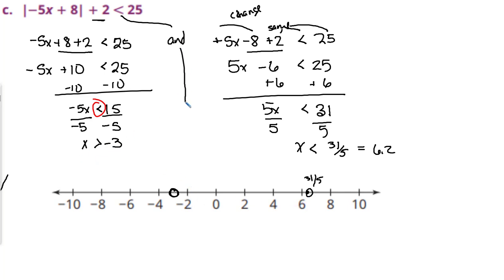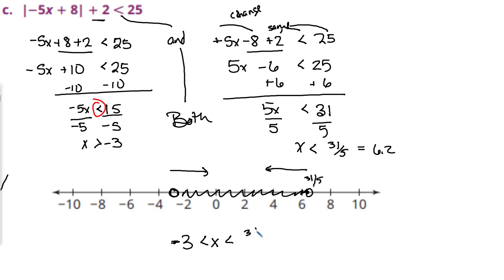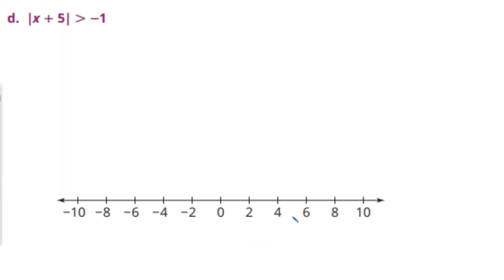And so "and" means I need to have what's covered by both. So I need to look ahead. We want what's greater than negative 3 and what's less than 31/5. So that would be shading between. So when I rewrite the equation for the answer, negative 3 is less than x, which is less than 31/5. We have two more. These two have a little bit of a trick to it, so kind of watch for the trick.